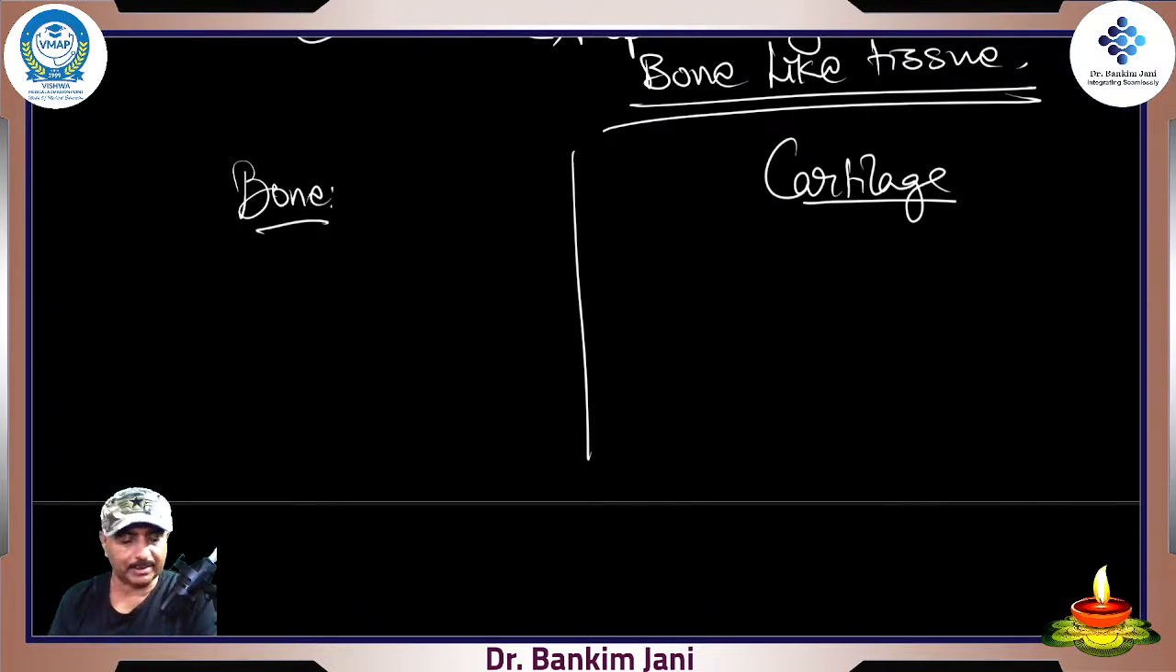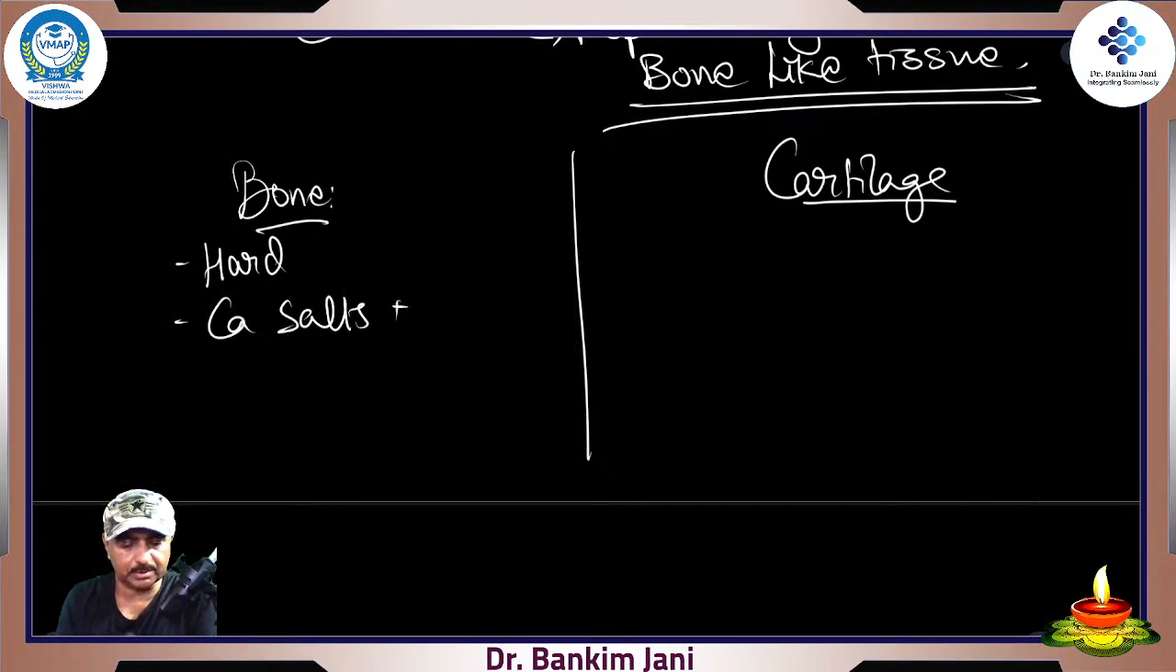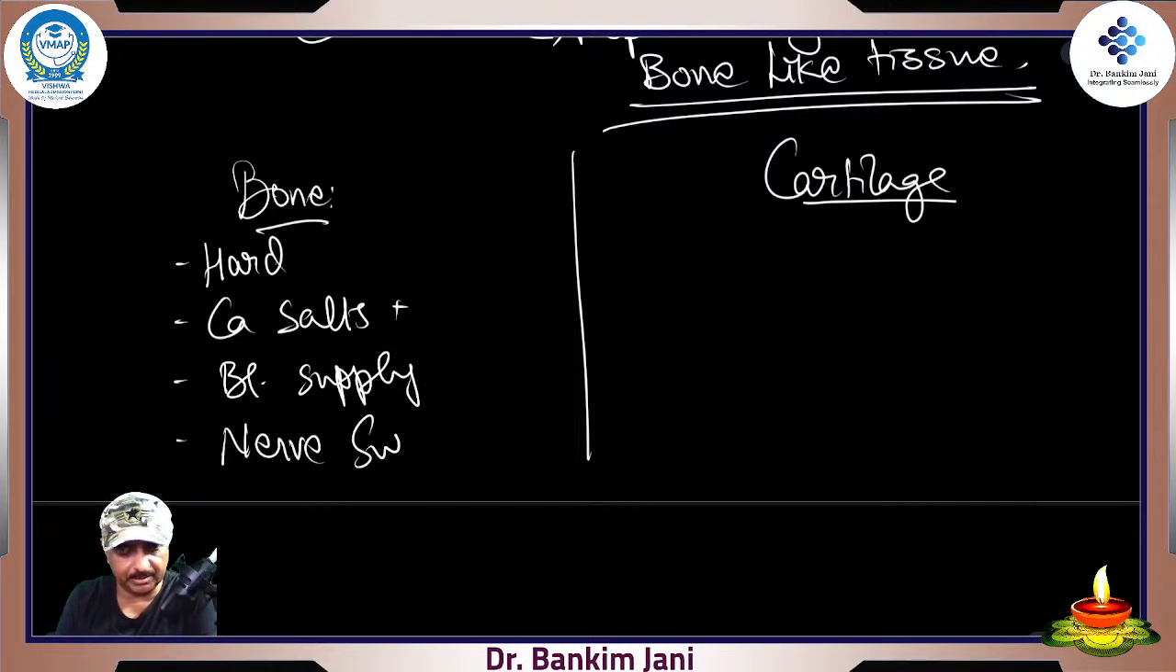In the case of bone and cartilage, we know that bone is hard. Not a big rocket science, you know. Bone has calcium salts, very true. Bone has a rich blood supply. That's right. Bone has a rich nerve supply. That's why when bone is injured, it is painful.